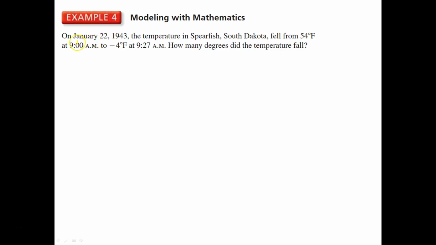Alright, so on this one day, the temperature in this one place fell from 54 degrees at 9 a.m. to -4 degrees at 9:27 a.m. So how many degrees did the temperature fall?